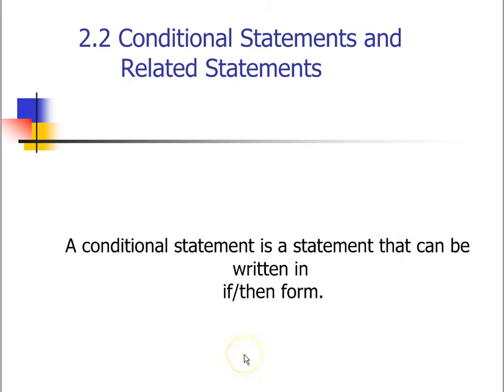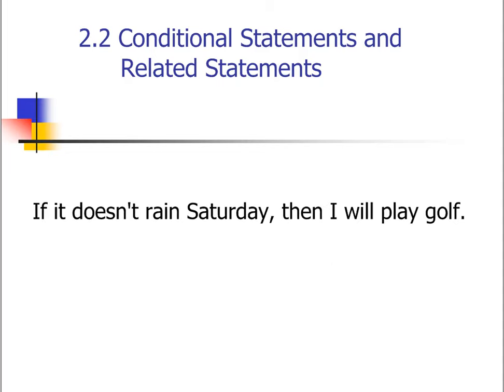If something, then something else. So the second part is always conditioned on what happens in the first part. So we'll take a look at some examples of that. So here's an example of a conditional statement. It's in if-then form, but they don't always become stated exactly in if-then form. What if I'd say, I'll play golf Saturday if it doesn't rain? It's still a conditional statement, but it doesn't come exactly in that form.